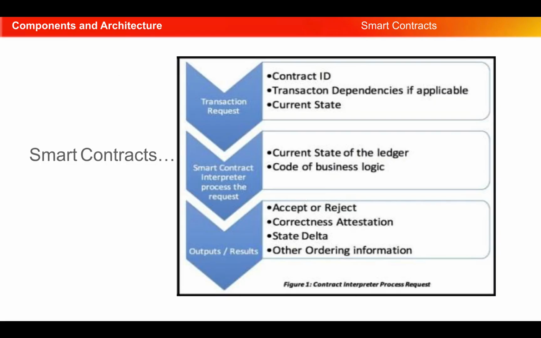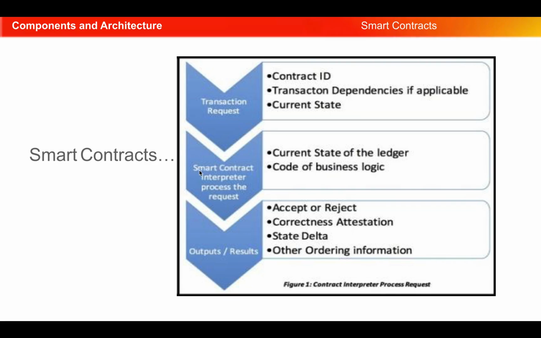So how do smart contracts work? When you deploy the chain code, you will get the contract ID. When the transaction request comes in with the contract ID, it will look for any dependencies that are there for this transaction, and the peer also checks for the current ledger state that is present.